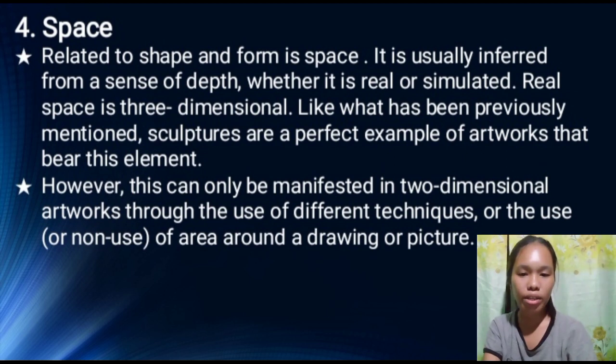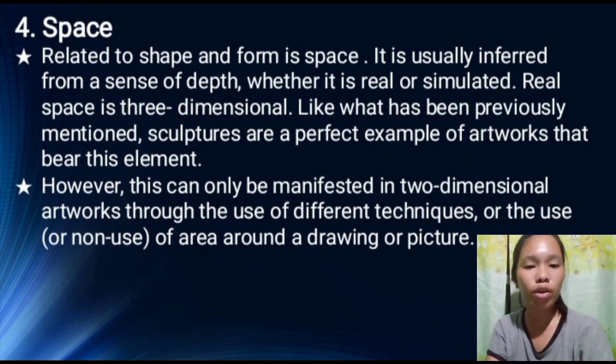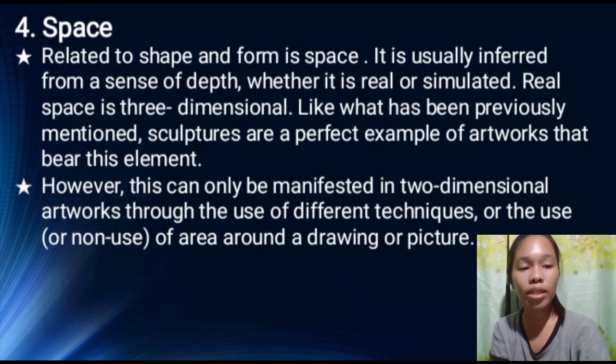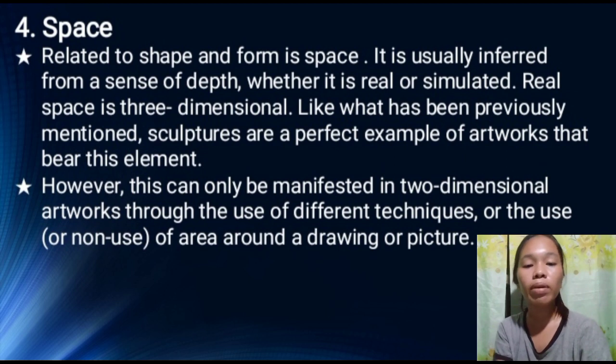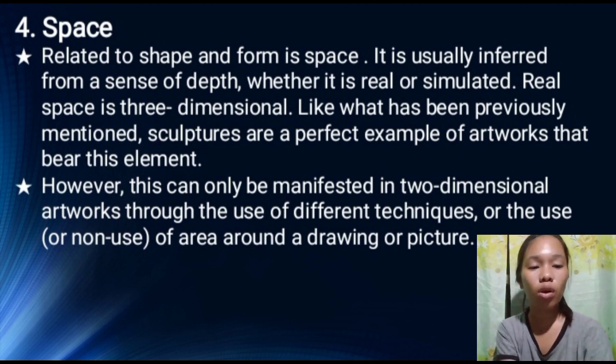Number 4 is space. Related to shape and form is space. It's usually inferred from a sense of depth, whether real or simulated. Real space is three-dimensional, like what has been previously mentioned. Sculptures are perfect examples of artwork that bear these elements. However, this can only be manifested in two-dimensional artwork through the use of different techniques, or the use or non-use of area around a drawing or picture.